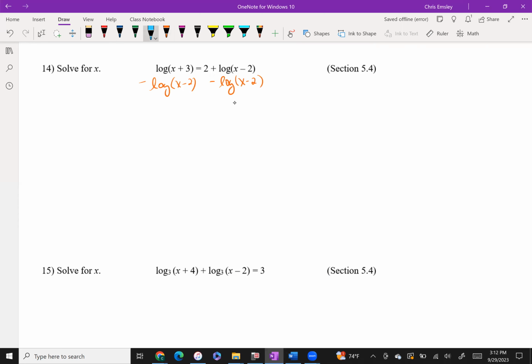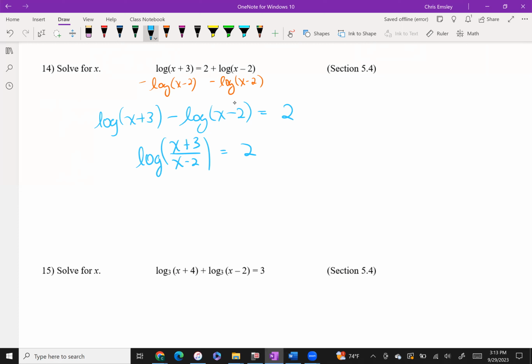So after I do that, what we have is the log of x plus 3 minus the log of x minus 2 equals 2. Moved the log to the other side. Now I can combine these two logarithms. They are both the common logarithm, or log base 10. Okay, when we don't have a little number down there, we should know that's log base 10. They are subtracted, so we can combine them through division. So it becomes a single log of x plus 3 over x minus 2.